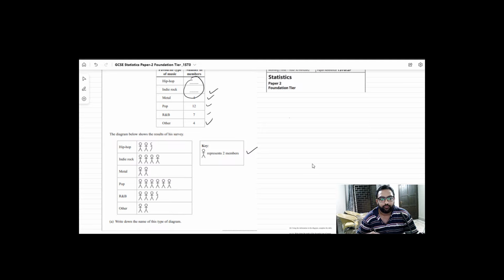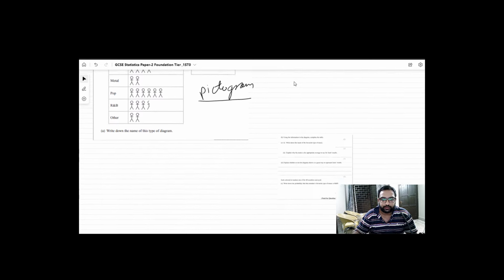So by looking at the figure we can write down their values, right? Let's say in part A, what are they asking? It says write down the name of this type of diagram. From your syllabus content you would know that when there is a pictorial representation with a key mentioned, this diagram is known as a pictogram. Any diagram with pictures in it to represent the data along with the key is known as a pictogram, right? We are done with this part. Let's move to the second part.